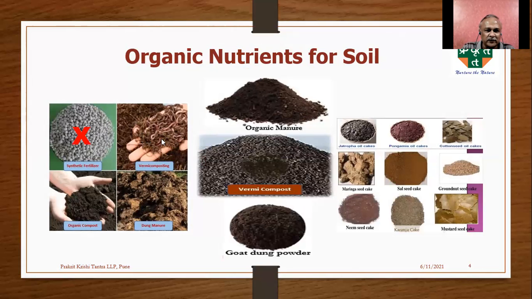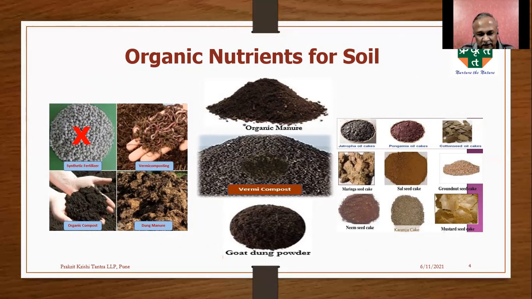Then comes the vermicompost. You can see the earthworms here. Vermicompost is also very useful, but there are certain points in that also, which I'll explain. And then organic compost and dung manure. This is the dung manure which is readily available in the villages.